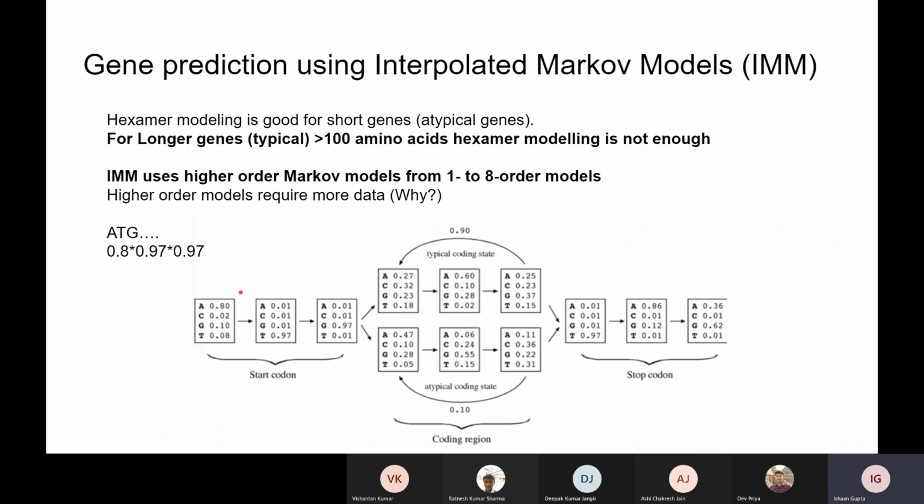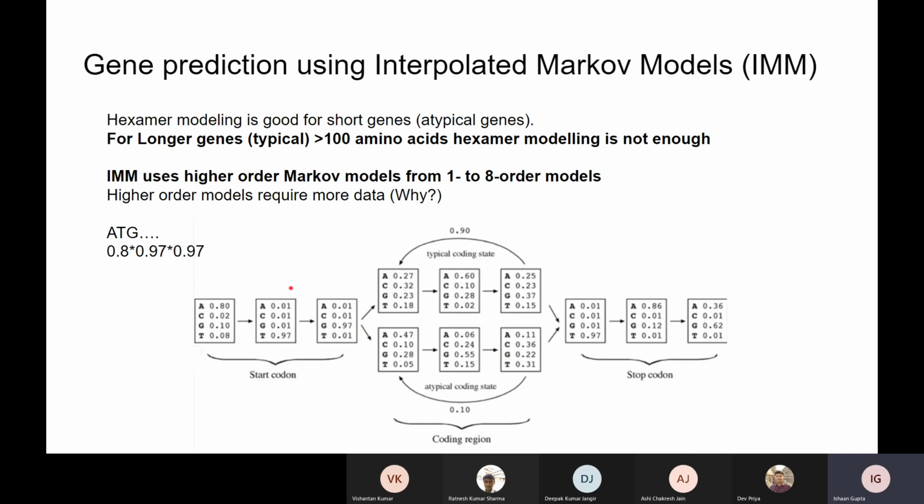You have a Markov model like this. It has two kinds of coding states. There is a typical coding state, represented by a specific codon bias, and another atypical coding state, which corresponds to another codon bias. You say that 10% of the genes would be from the atypical state and 90% of the genes from the typical state. So these represent slightly longer genes. And then you have another model for your stop codon.